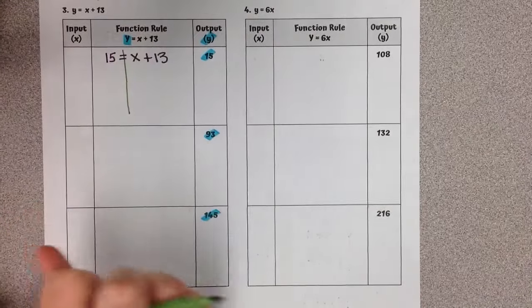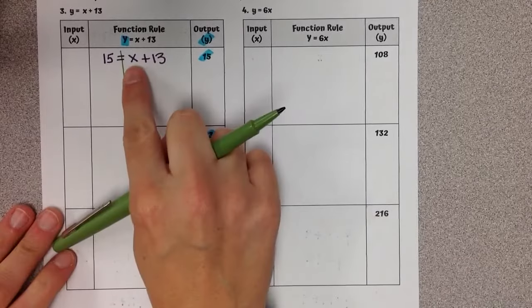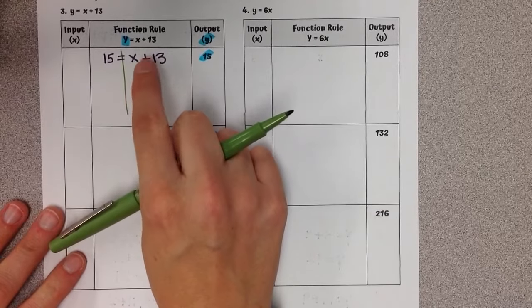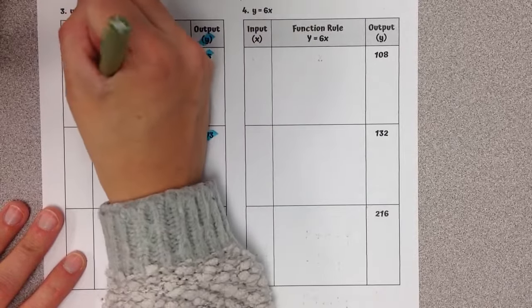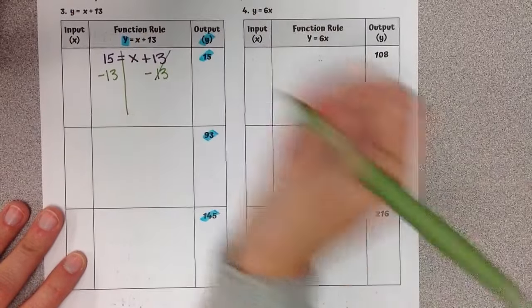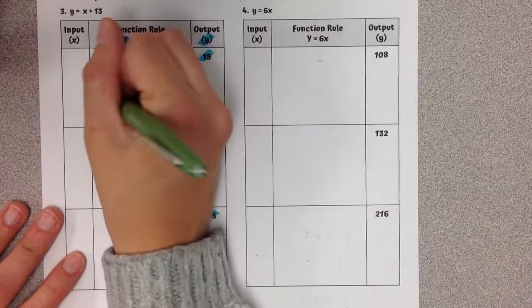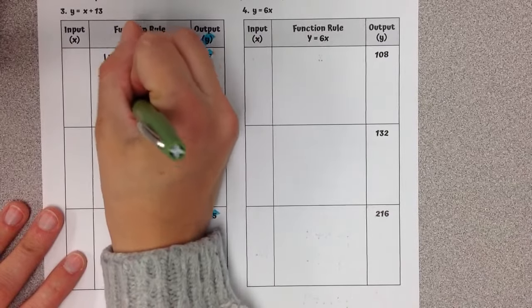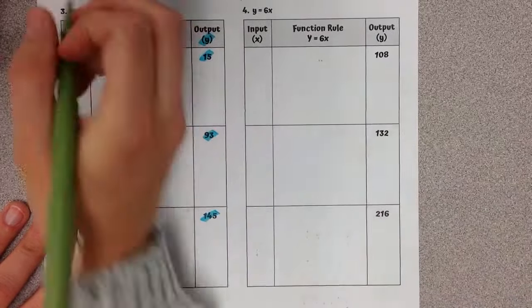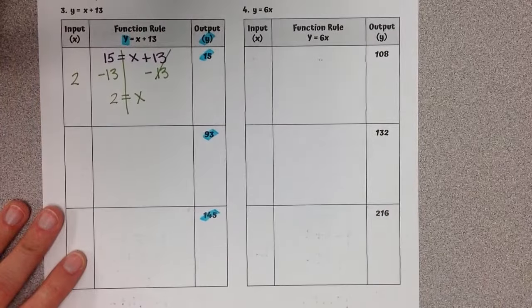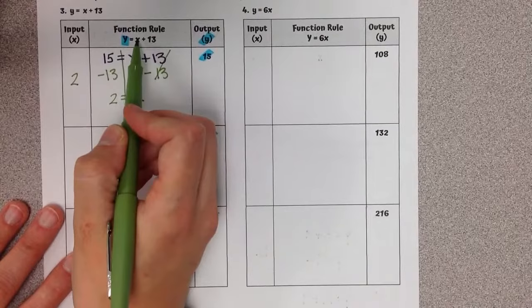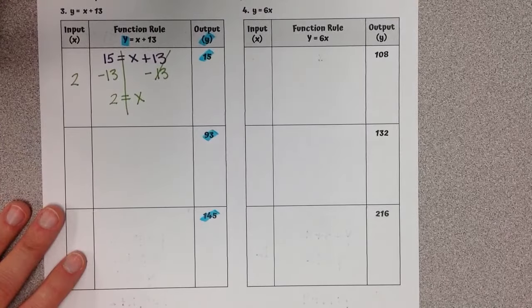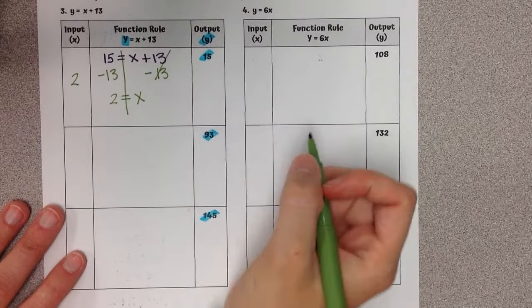I'm going to draw my line down the equal sign. Looking at the side where our variable is, since we're adding 13, the opposite is to subtract 13 from both sides. 15 minus 13 is 2. So our x value is 2. You can always double check by plugging it back in. Is 2 plus 13 15? Yeah.